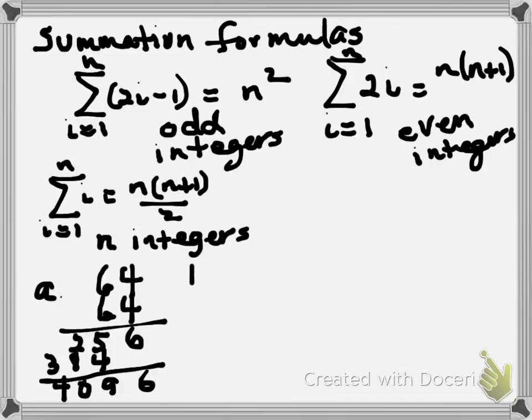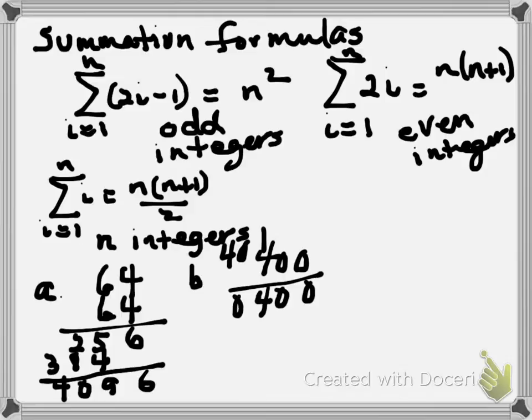to get the answer. Part B, that would be even integers from 1 to 400. And the formula is 400, which is n, times 401. So I'm going to multiply to get that answer. Now part C says we need to take from 3 to 6 and use the rule 4j plus 2.